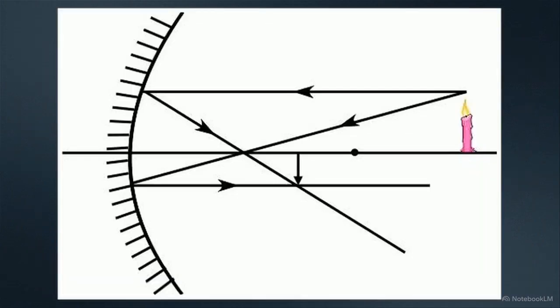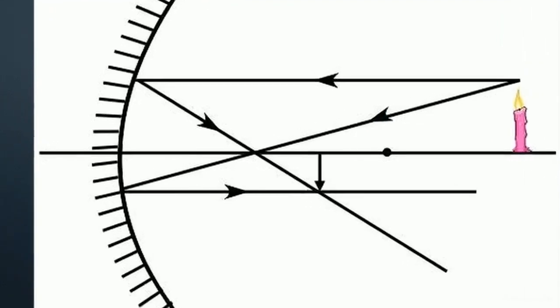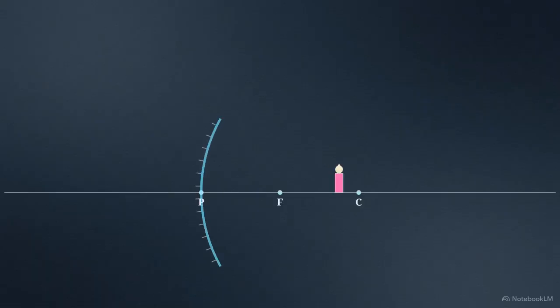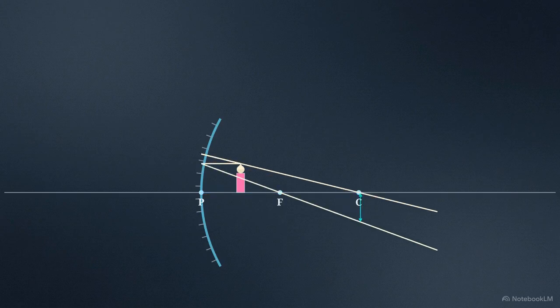Looking at this diagram, we have a candle placed far away from the mirror, well past the center of curvature. The light rays reflect and intersect below the axis, creating an image that is smaller and completely upside down. But look at the path of the light when the candle is moved extremely close to the glass, past the focal point. The reflected rays spread apart. They diverge. They will never meet in front of the mirror.